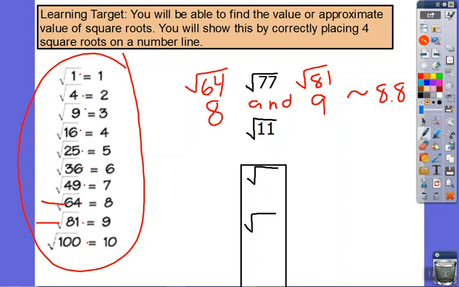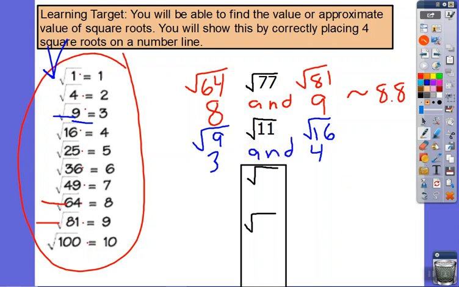Square root of 11. What is square root of 11 between? Looking over here at our perfect square roots, it is between 9 and 16. So I'll put 9 on this side and 16 on this side. I'll ask myself, what makes 9, which is 3 times 3? What makes 16 is 4 times 4. So square root of 11 is somewhere between 3 and 4. If I think of all the numbers written out from 9 to 16, where is 11? It is closer to the 9, so I want a low estimate here, like 3.2.